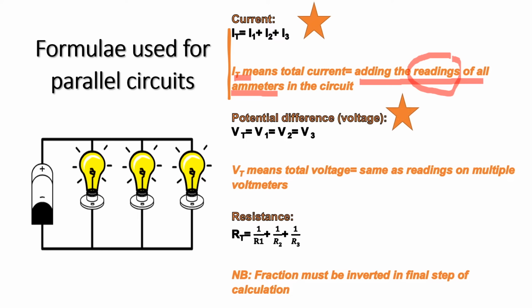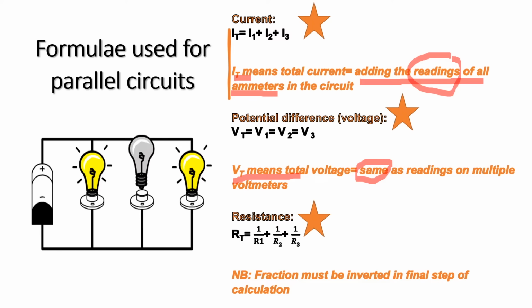With regards to potential difference or voltage, the formula we use here is VT is equal to V1 is equal to V2 is equal to V3, or however many voltmeters are used in the circuit. VT means the total voltage, and it is the same as the reading on multiple voltmeters. This is because potential difference is equal in a parallel circuit.